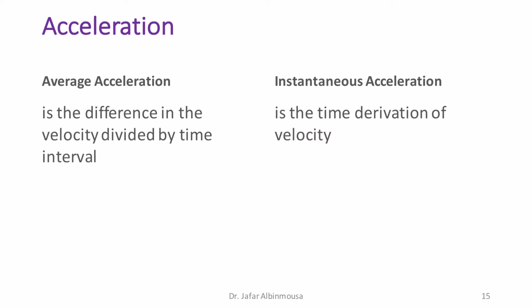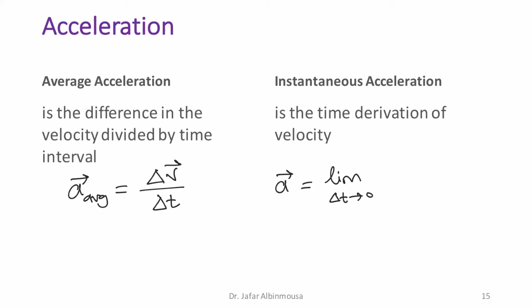Now, if we want again to define the average acceleration, then a average is defined as the difference in the velocity, delta v, divided by delta t. While if we want to know the instantaneous acceleration, then basically it is the limit when delta t goes to 0 for delta v over delta t, which is going to give us dv over dt.